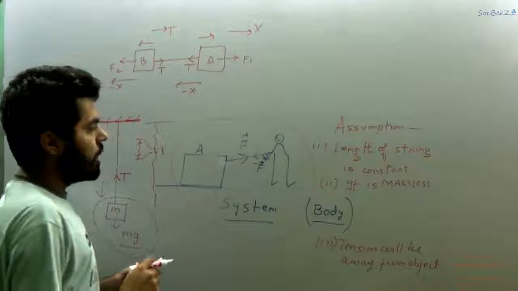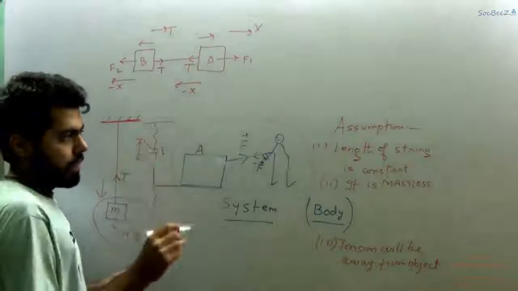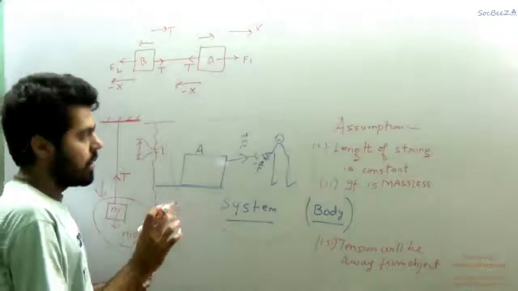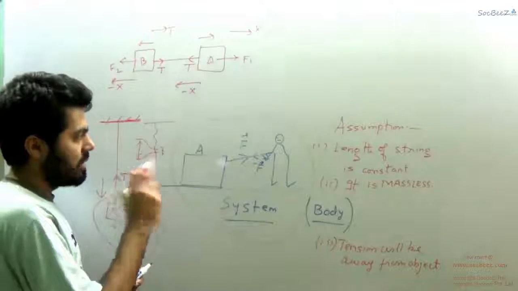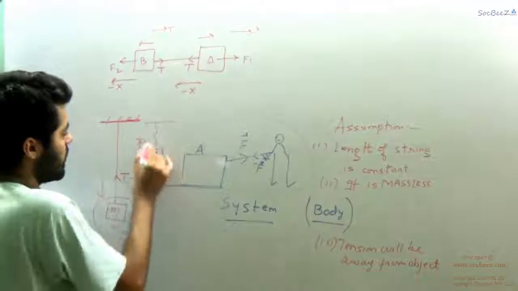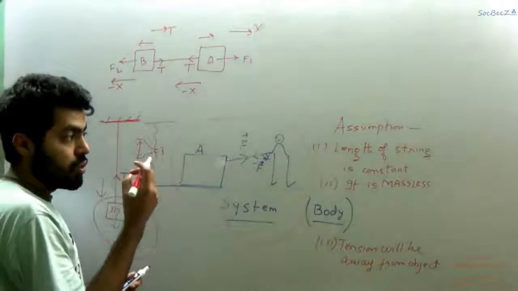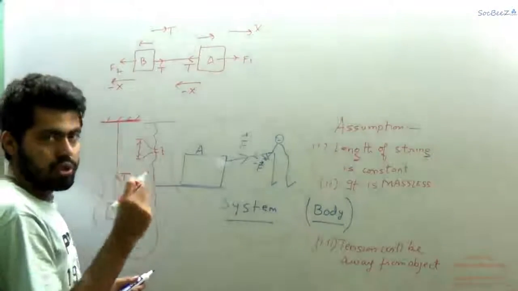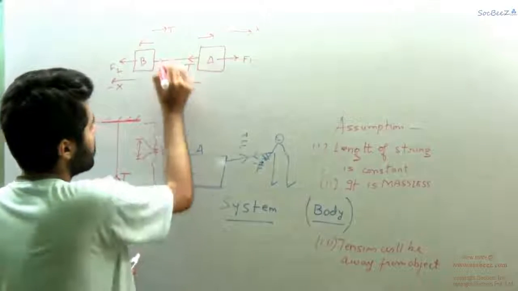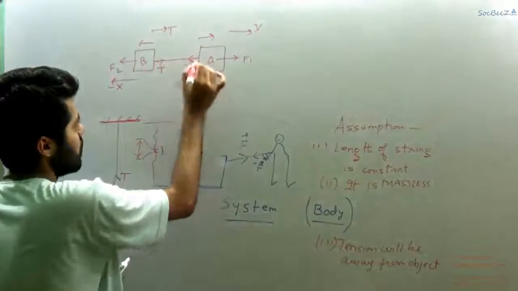And another important point to note down here is that in a continuous string, the tension will be uniform. When I discuss pulley problems, I will show it again later. But for the time being, we must note that in any string, the tendency to come back to its normal position will be uniform, and that will cause a uniform tension throughout.